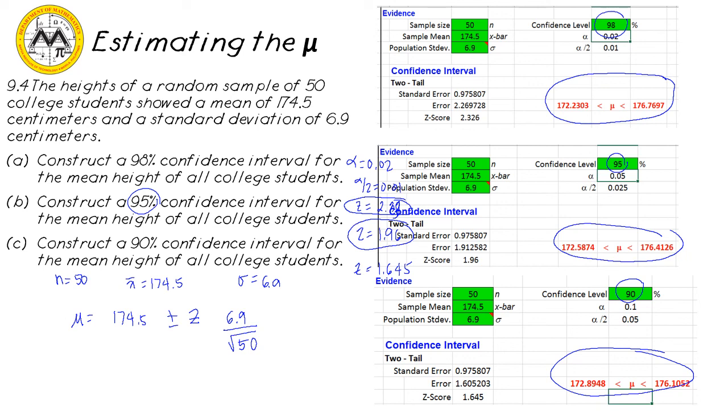If you want to be more confident on the location of your actual mean, it should be a wider scope. So you are 98% confident that the true mean would be falling between 172 and 177. You would be less confident if you narrowed the interval, and lowering the confidence level to 90%, the confidence interval also narrows.